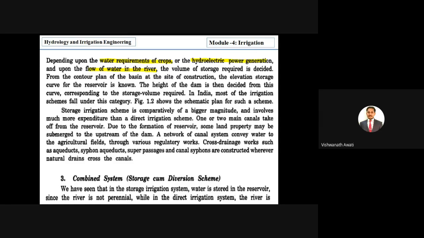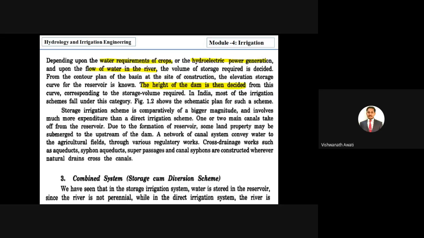water in the river. These three factors will be considered, and based on this, the height of the dam is decided, and from that we will calculate the storage volume required. So the main factors are crop water requirement, hydroelectric generation, and flow in the river. Based on that, we'll get to know how much volume of water is required to store, and based on that, height will be decided.